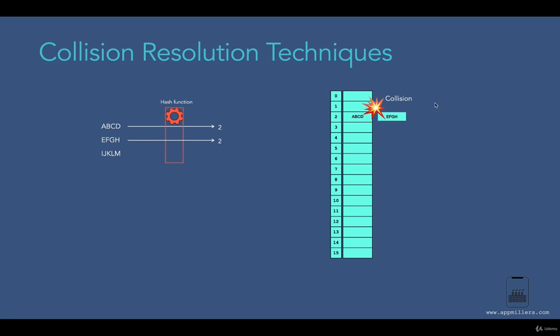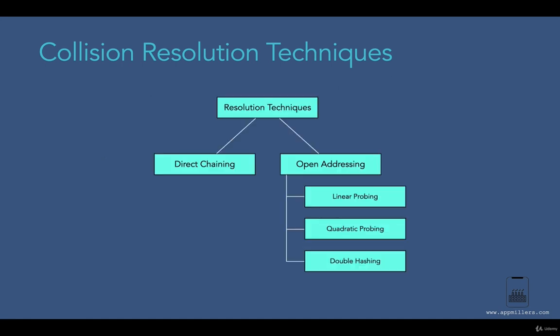A collision means that the cell is already occupied, so we cannot insert this string into this cell. Now the question is, how can we solve this problem? To solve it, we are going to implement resolution techniques, and we are going to learn them in this lecture. A collision can be solved in two different ways. The first way is direct chaining and the second way is open addressing. We are going to learn and implement them separately.